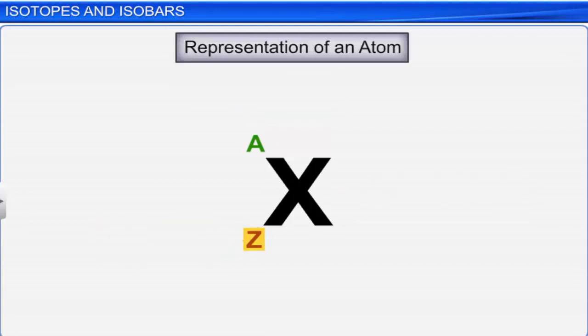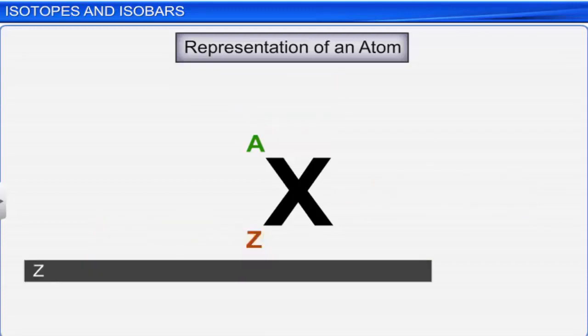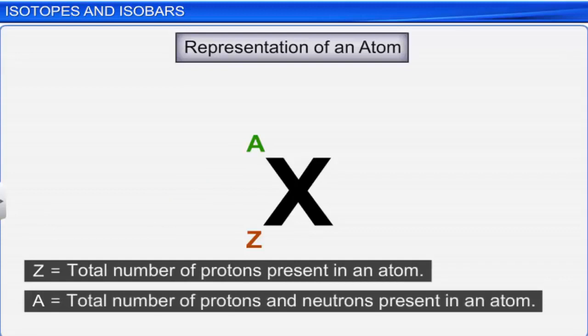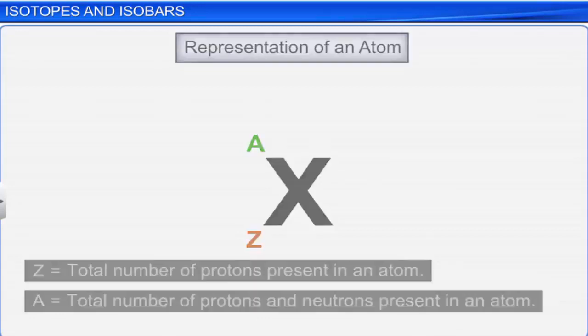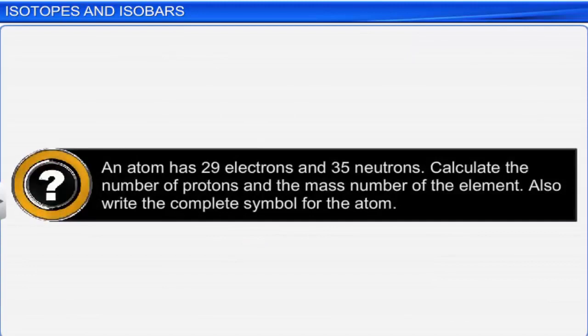As you have learnt before, atomic number Z gives the total number of protons present in an atom, while the atomic mass number gives the total number of protons and neutrons present in that atom. Let us work on a simple problem before proceeding further. An atom has 29 electrons and 35 neutrons. Calculate the number of protons and the mass number of the element. Also write the complete symbol for the atom.